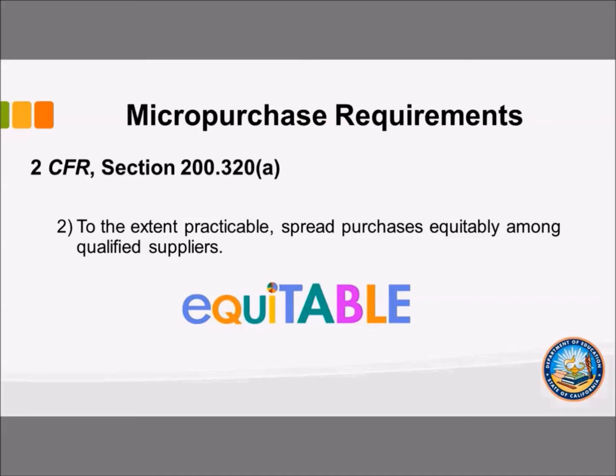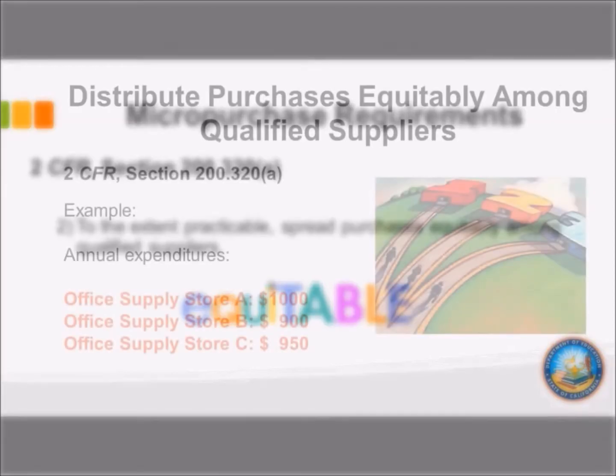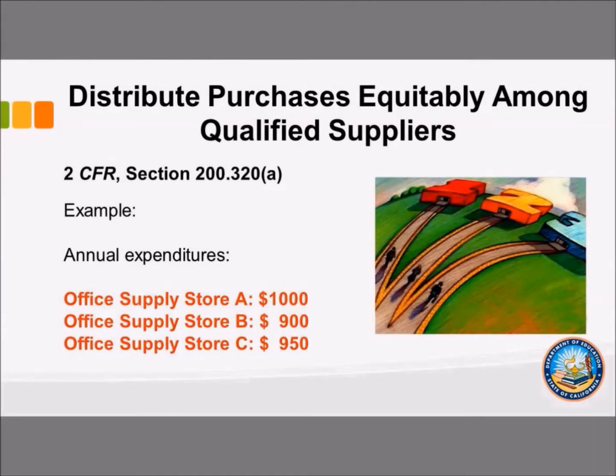Does that mean they need to shop at different stores? Yes. Let's say an agency always purchases paper from an office supply store down the street, even though there are other office supply stores in the area. The regulations require, if practicable, that agencies shop at different stores when following the micropurchase method. Rotating stores allows multiple vendors to benefit from federal dollars coming into their community. This is what is meant by distributing micropurchases equitably among qualified suppliers.